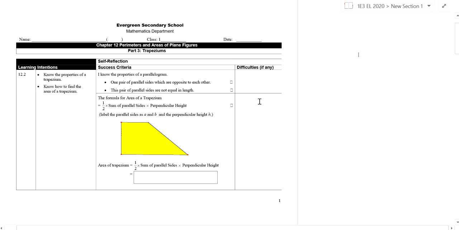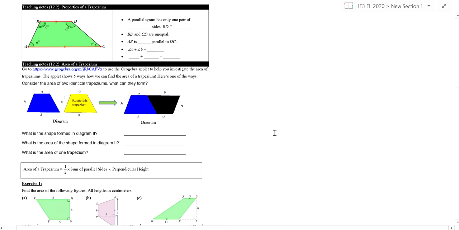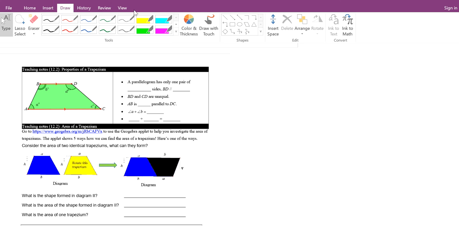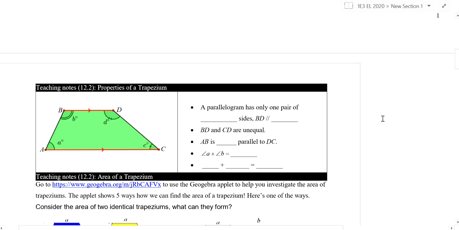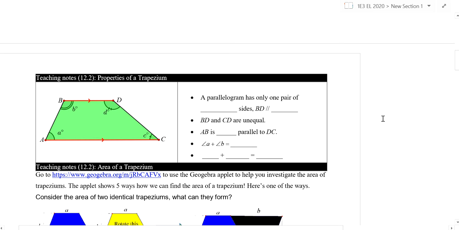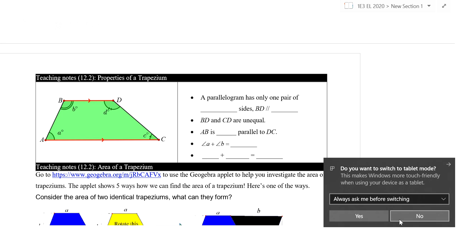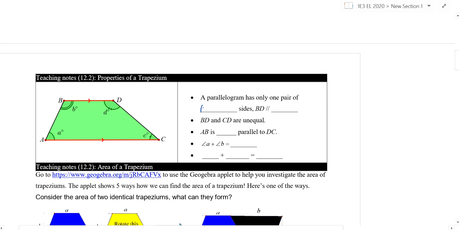In this video, we will be exploring some of the properties and formulas related to trapeziums. Okay, let's begin with the properties of a trapezium. Now, a trapezium is a four-sided figure and it only has one pair of parallel sides, because if it has two pairs, then it will be a parallelogram.